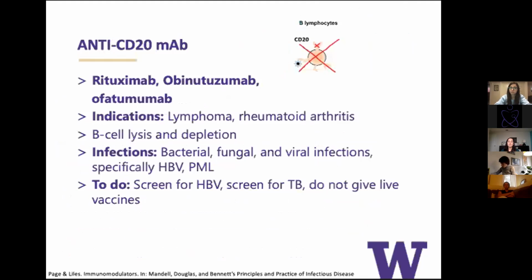Another commonly used monoclonal antibody are the anti-CD20 antibodies. These antibodies ultimately result in B cell lysis and in B cell depletion. They're used both for patients with lymphomas and malignancies, as well as patients with rheumatoid arthritis. Patients on anti-CD20 treatment are particularly susceptible to many bacterial, fungal, and viral infections that are quite common. And then specifically, hepatitis B reactivation can occur and it may be fatal.